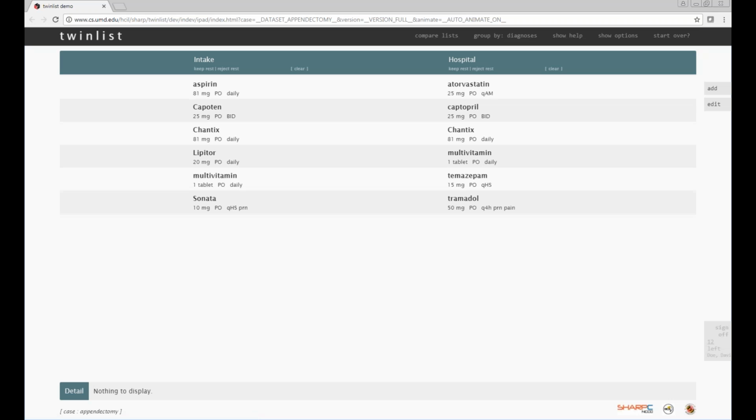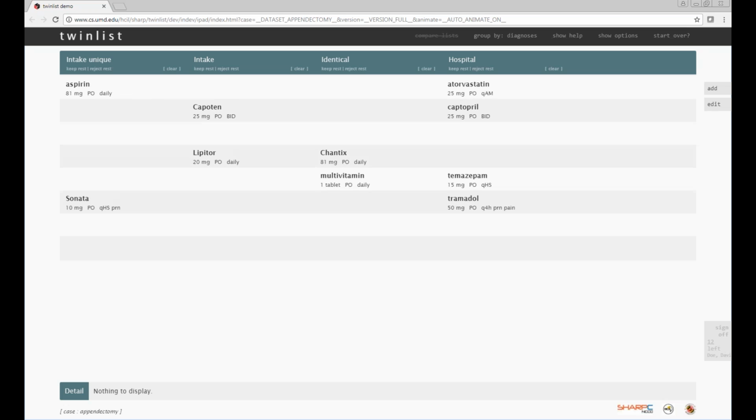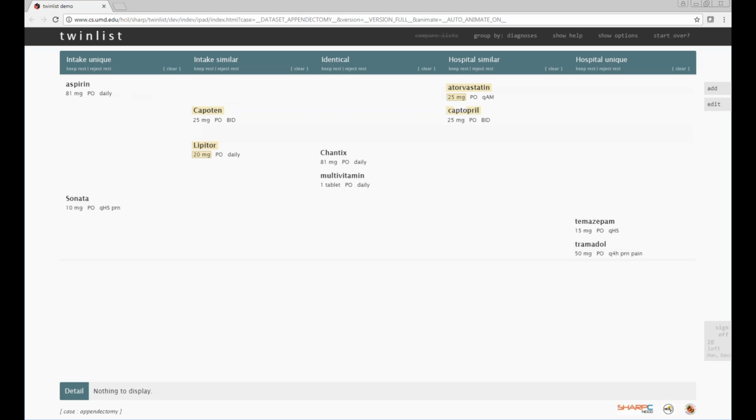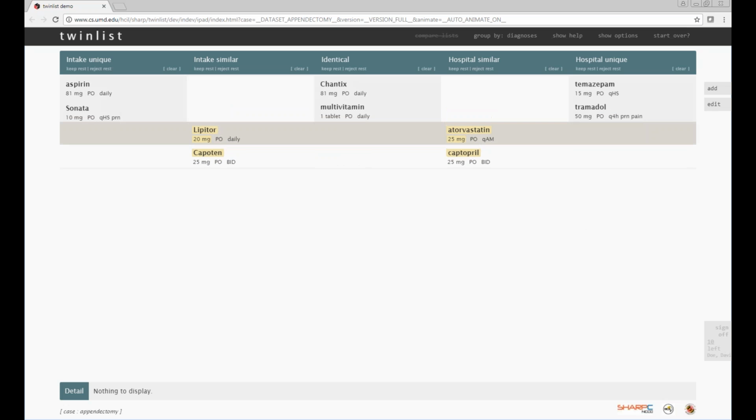So here's the list. The identical things go together. The unique things go to the side. The things that are similar come together. It's rearranged them, and as Catherine would say, she's French, et voila. It's easy to figure out. These are the same. These are also the same. And these are the unique medications that you need to make decisions about.